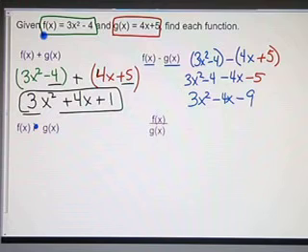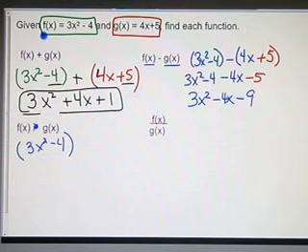So now we're going to take our f of x term, which is 3x squared minus 4, and we're multiplying it by our g of x term. Our g of x term is 4x plus 5.